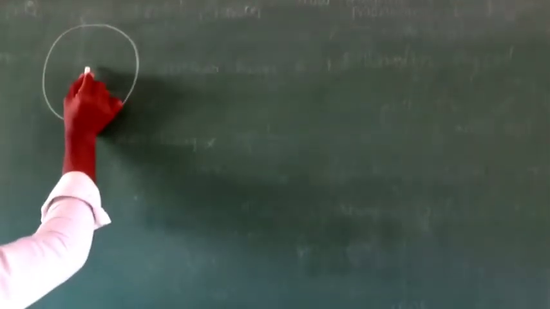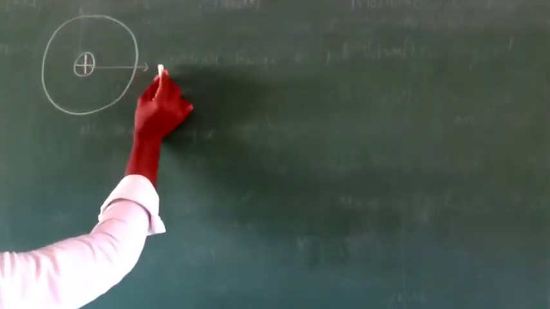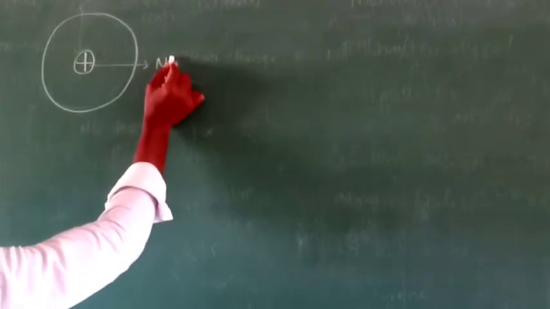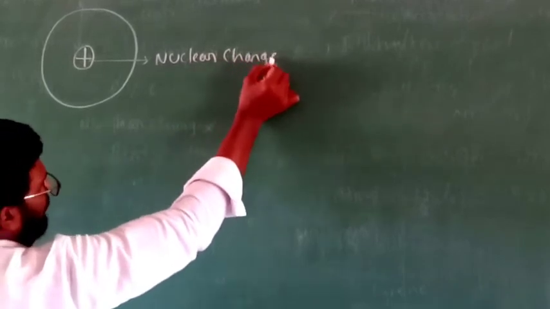Dear students, in this class we are going to discuss what is nuclear charge, and how nuclear charge affects atomic radius or ionic radius. Okay, let us start. Let's consider an atom. This is a nucleus. The nucleus consists of protons and neutrons. You know protons have positive charge. That means the nucleus has positive charge. The positive charge of the nucleus is also called nuclear charge or nuclear force.